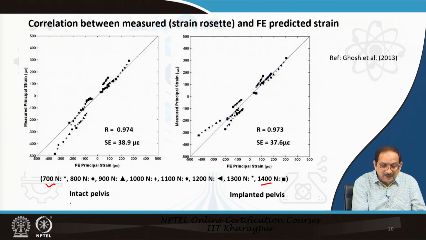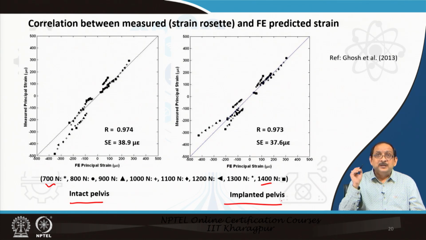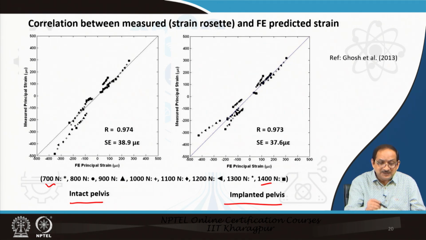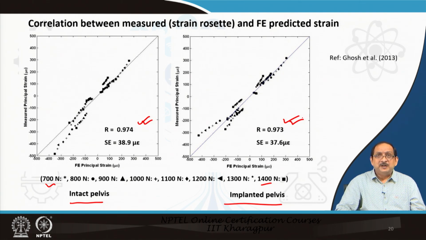So, when we compare the FE predicted principal strains with the measured principal strains by the strain rosettes, we see that the measured strains are very well comparable to the FE predicted strains, as indicated by the linear regression analysis presented in the slide.